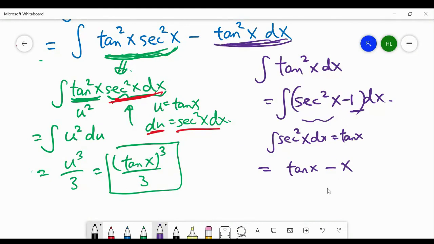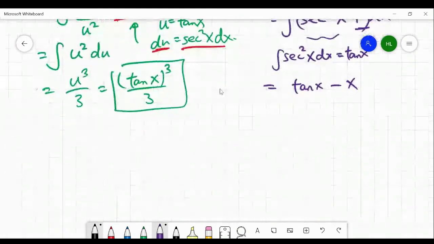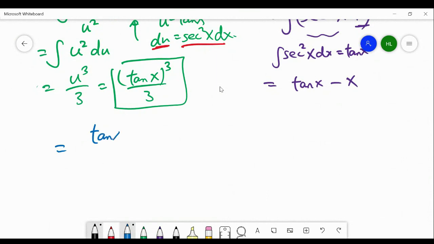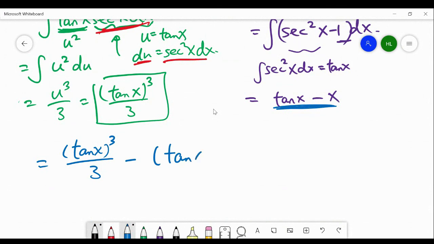And so basically, we have solved the integral. So I put the final answer in. It's basically the same as tangent x to the power 3 over 3. Then it should be a minus sign. So that's the answer to our problem.